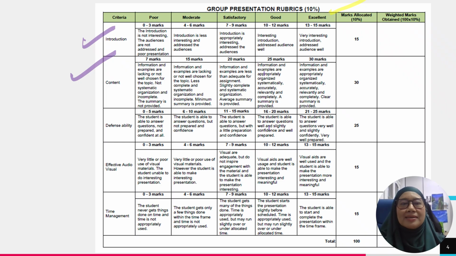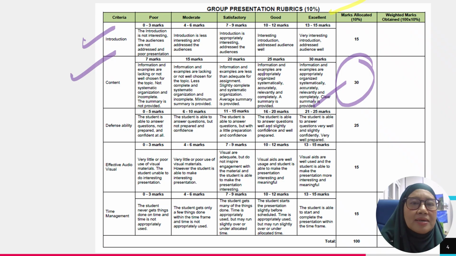Next is content. So this one carries the highest weightage, which is 30 marks. Your presentation must be well organized, accurate, and complete. So the information should show a clear understanding of your topic, and your examples should be relevant to your innovation or business idea. So please avoid reading from slides. Instead, tell a story. A clear summary at the end also helps to reinforce your message.